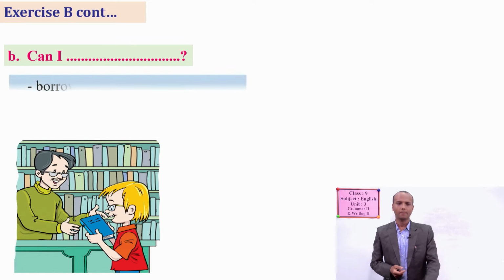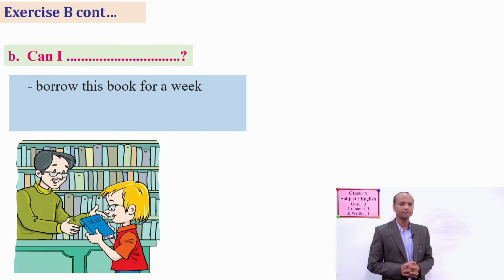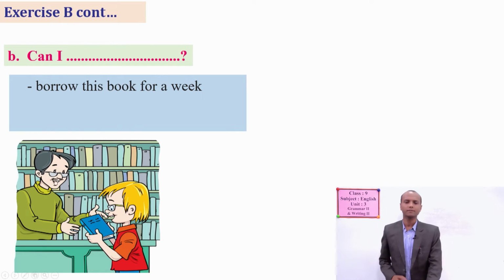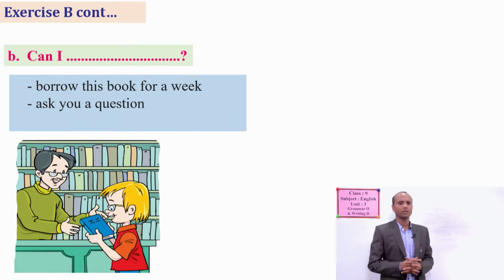Good. Can I borrow this book for a week? Okay. Yes, but you have to have a library card, something like that, this man might say. Got it? Next. Can I ask you a question? Sure. Can I ask you a question in this way? So this is a request.